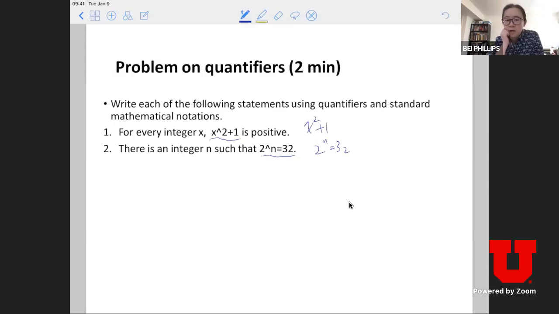Again, if you are solving this on your own, think about what are the quantifiers that you have learned so far. There is for all, and then there is exists, right? So those are quantifiers we have learned in propositional logic. And this is where they can become useful. And of course, there is also the symbol for integer and so on and so forth.